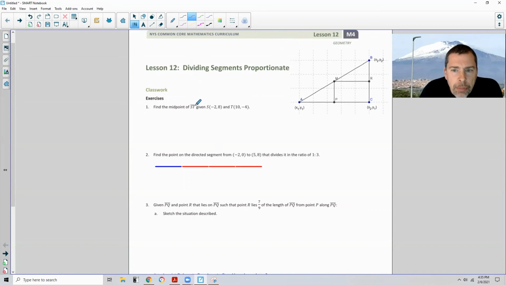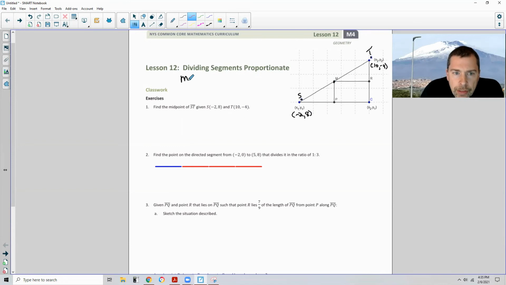It says to find the midpoint of ST, given S. In this case, let's cover the A and call that S, and cover up the B and call that T. We want to find the midpoint of ST. X1, Y1 is -2, 8, and X2, Y2 is 10, -4. So I'll label the diagram as such. There we go. We want to find this point right here.